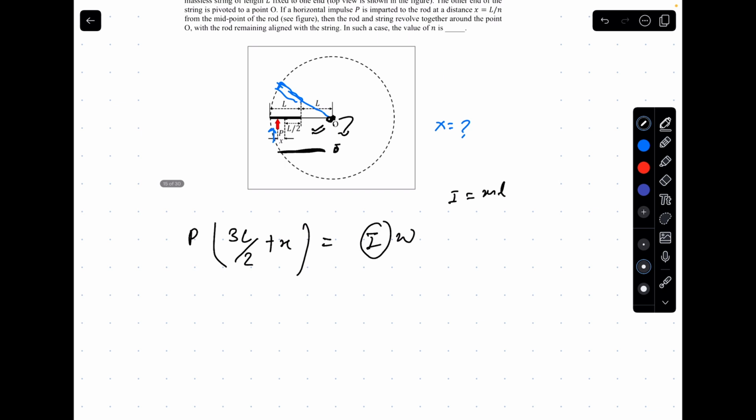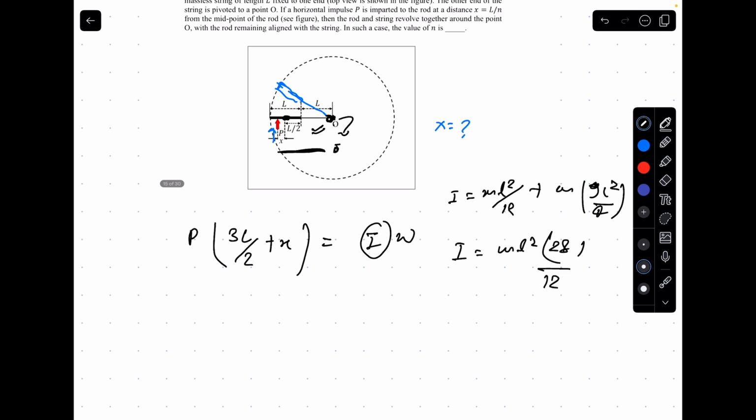That is ml square divided by 12, which is about the center of mass, plus md square, and d is this distance, which is L plus L by 2, that is 3L by 2. So that is m 9L square divided by 4. If I do the calculation, I will get ml square times 28 divided by 12, right?